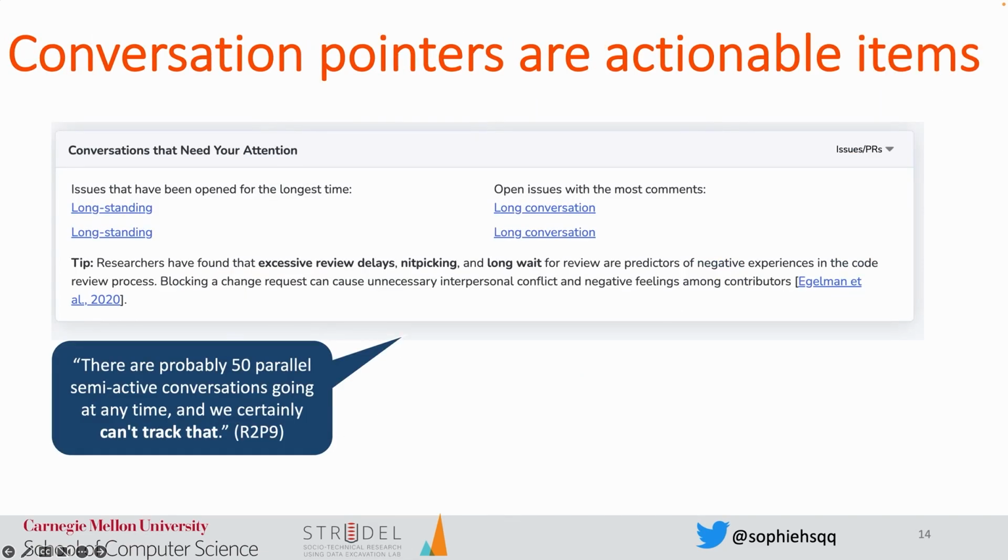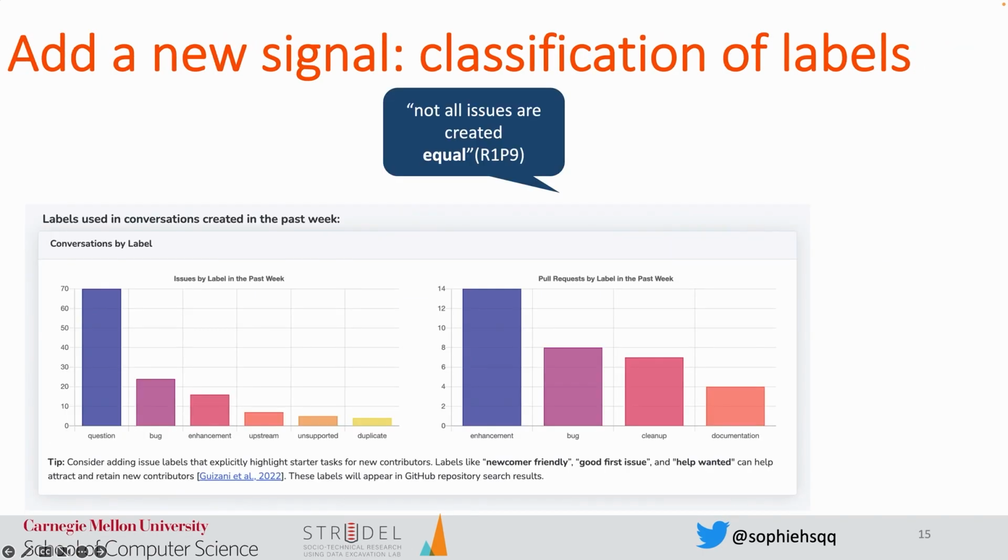Initially, we didn't include links to potentially problematic conversations. However, some maintainers noted that there are way too many conversations for them to keep track of, so we decided to identify conversations with higher priorities for attention. Per maintainers' requests, we added a section on the project's usage of labels.